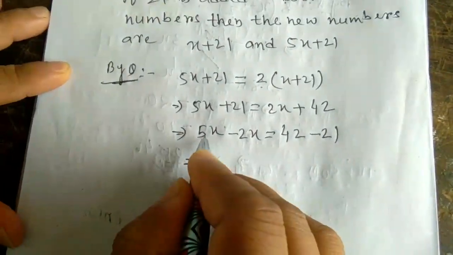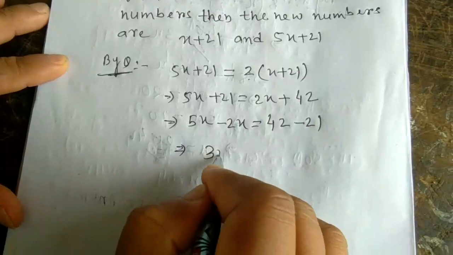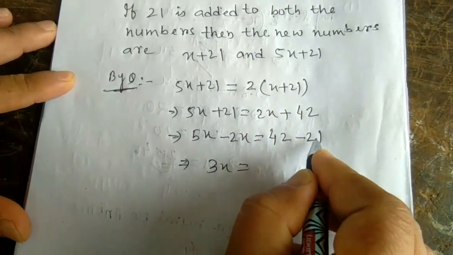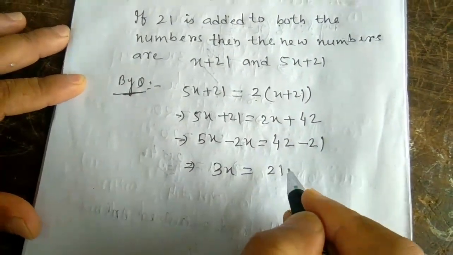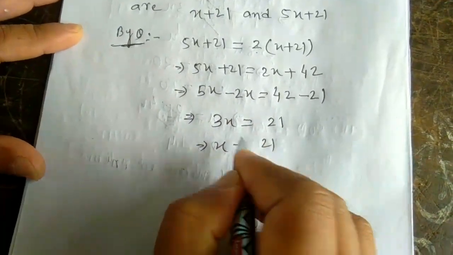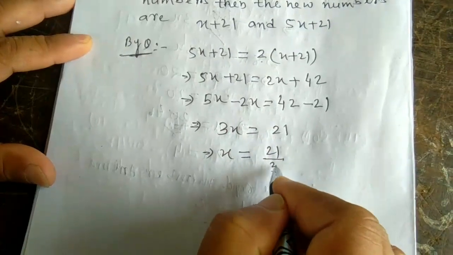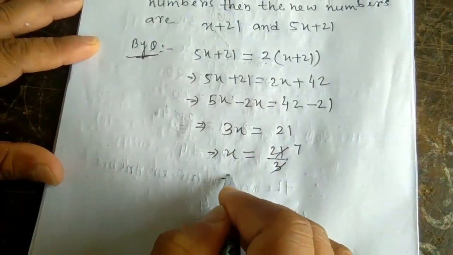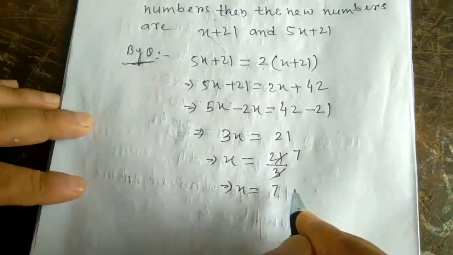5 minus 2 is 3x. 42 minus 21 is 21. Now to find the value of x, 3x equal to 21. Transfer this 3 to that side, it will become divide. 3 sevens are 21. x equal to 7.